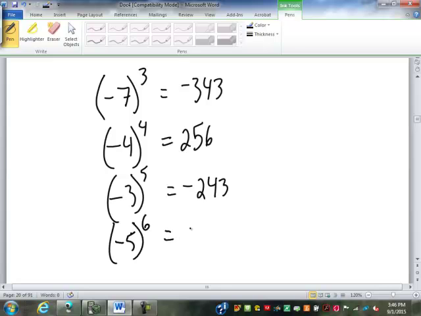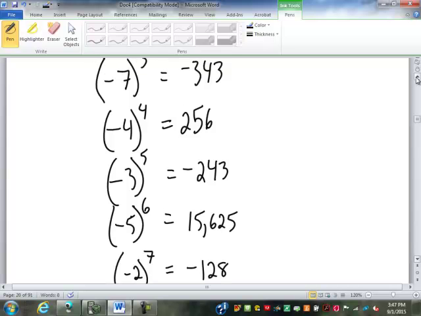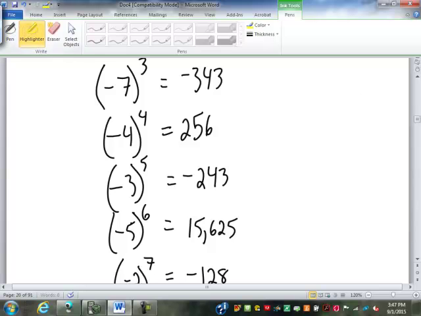Negative 5 to the power of 6. 15,625. And we'll do one more. Negative 2 to the power of 7. Negative 128. As we look at these results, is there a pattern that we start to notice there at all? Yeah, what do we notice? Okay, the odd powers, we get negative answers. The even powers are always positive.